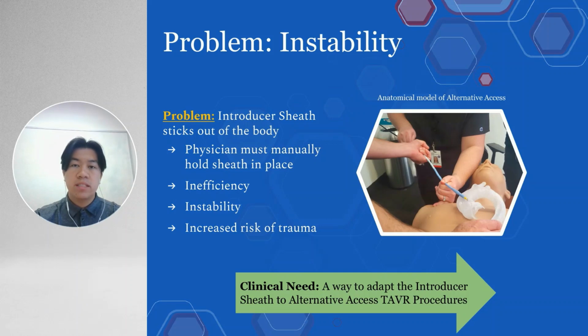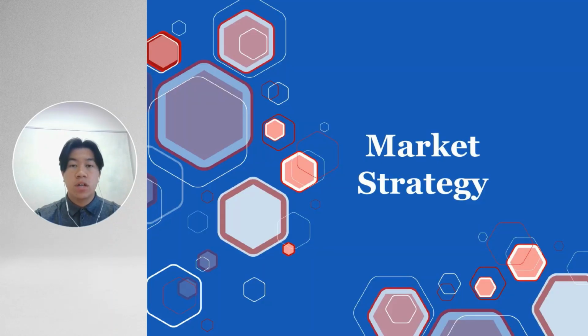The introducer sheath must stick far out of the body during alternative access procedures to ensure proper valve placement. Furthermore, one physician must have the sole job of manually holding the sheath in place to avoid over-penetrating the heart. This is not only wildly inefficient, but is also unstable and unreliable, which greatly increases the risk of valve misplacement and trauma during the procedure. Therefore, there is a clinical need for a way to adapt the introducer sheath system to alternative access TAVR procedures. I will now be handing it off to Josh to talk about our market strategy.